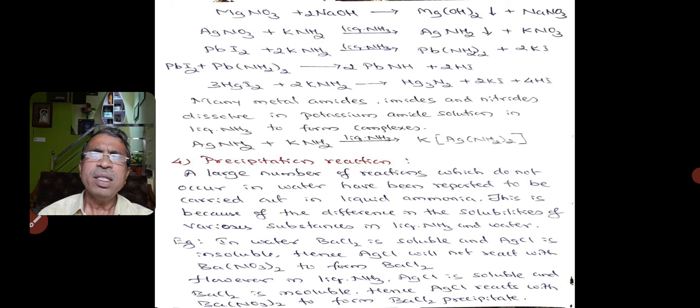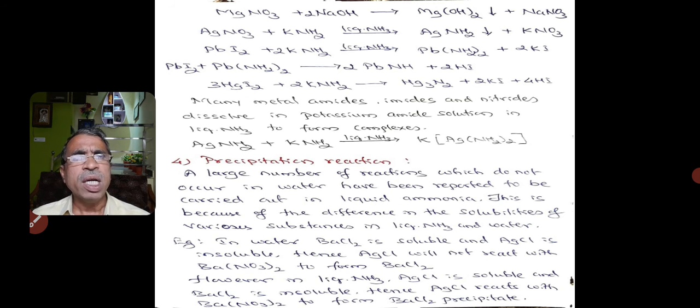Now coming to another property called precipitation reaction. This precipitation reaction is also called metathetical reaction. Students, you have to remember this. Precipitation reactions are also called metathetical reactions. A large number of reactions which do not occur in water have been reported to be carried out in liquid ammonia. This is because of the difference in the solubilities of various substances in liquid ammonia and water.